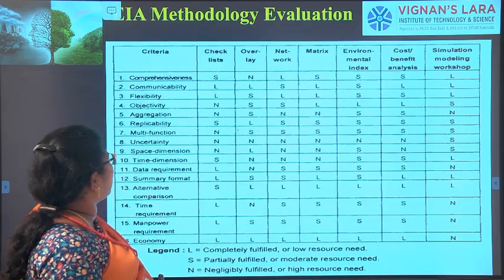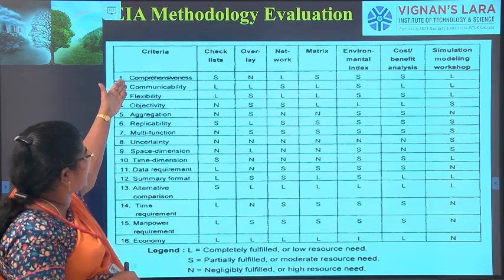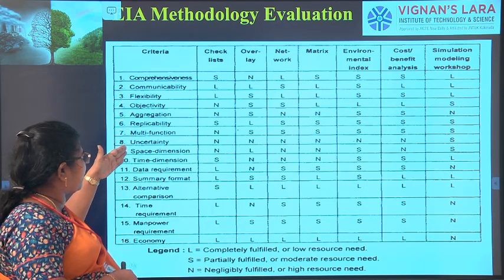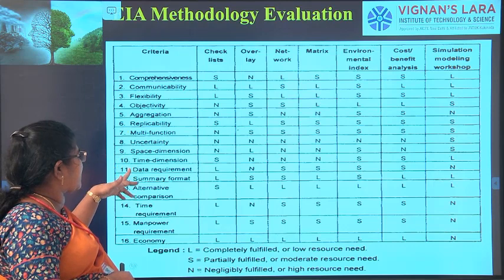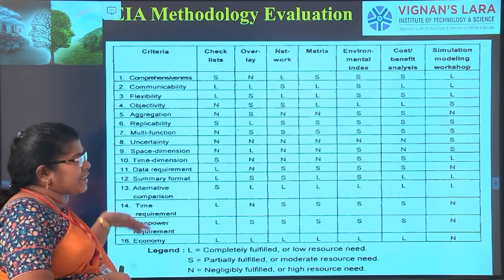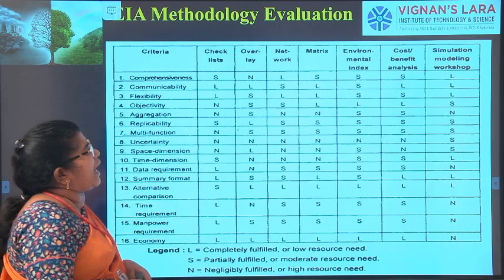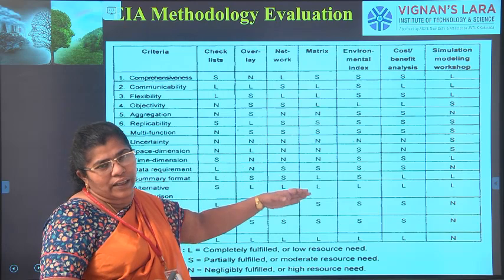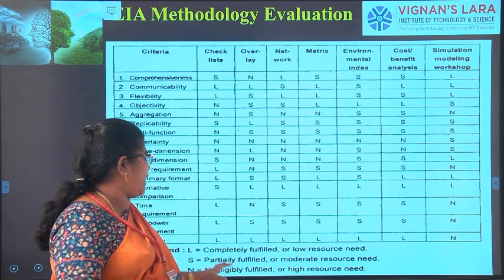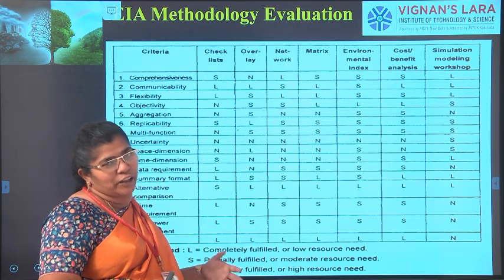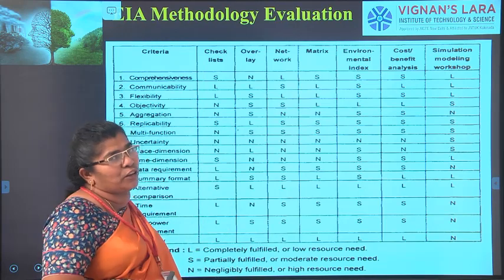So what are these things again? Flexibility, comprehensive, communicative, aggregation, replicability, multifunction, uncertainty, space dimension, time dimension, data requirement, summary format. All the things I have put in a format, and I have given how much each method has a completely fulfilled report, or a partially fulfilled report, or a negligibly fulfilled report.